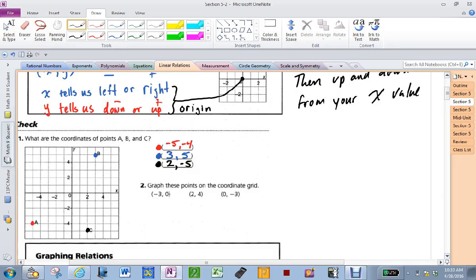Great. Now you must reverse what you just did. You are going to put a star. That's a bad star. A star at 3, 0. You are going to put a circle at 2, 4. And you are going to put a square at 0, -3. Go.